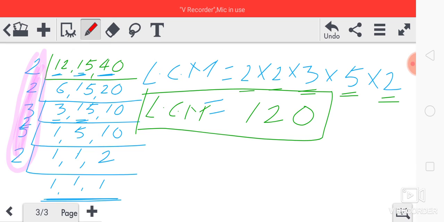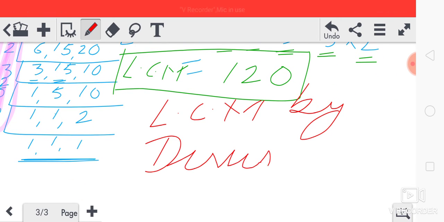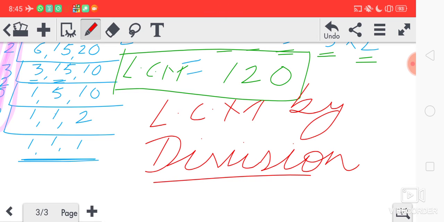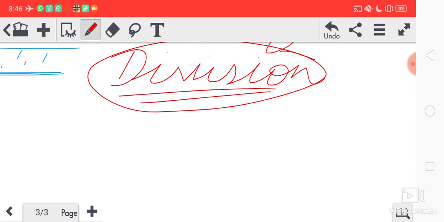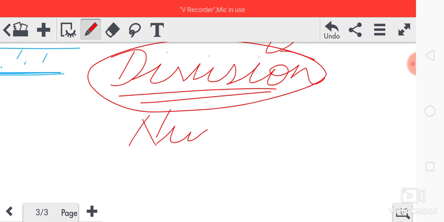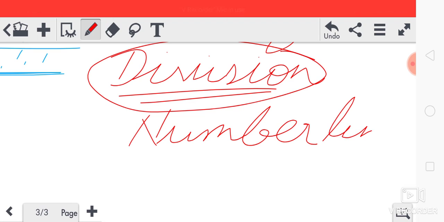And this method is called LCM by which method? LCM by division method. Okay. So 3 methods to find the LCM we have seen. This one is the division method. Then another one. Which method have we seen to find the LCM? On number line. Okay. On number line.